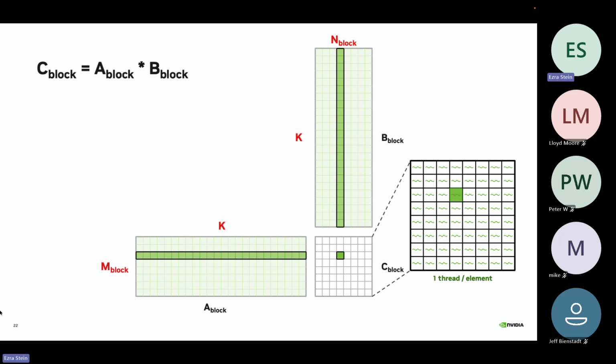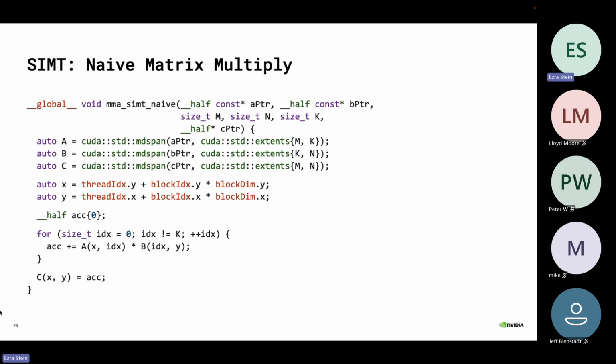All right, so let's dig into the code that implements this. This is the naive matrix multiply. It's the simplest algorithm you can use for matrix multiply on the GPU. I'll walk through a little bit about how this works. If we look at the very top, we've got our inputs. The A pointer and the B pointer are pointing to memory regions that contain our data, M, N, and K, and our C pointer, which is the output.